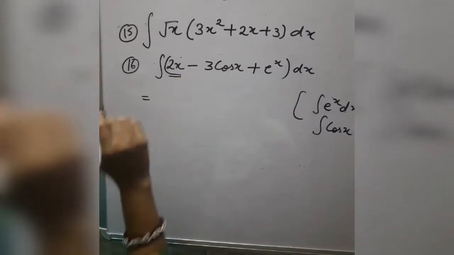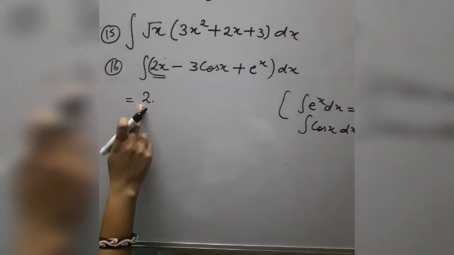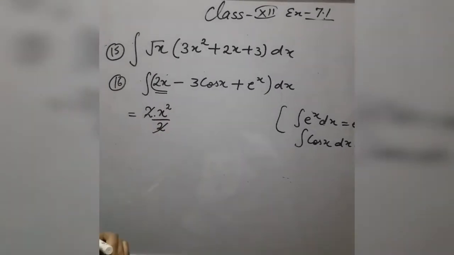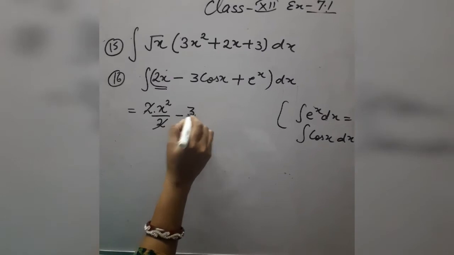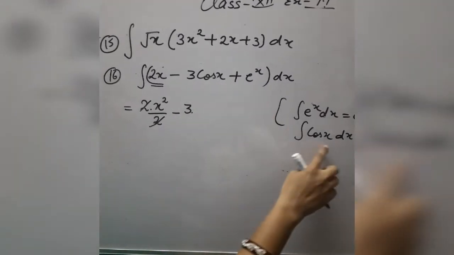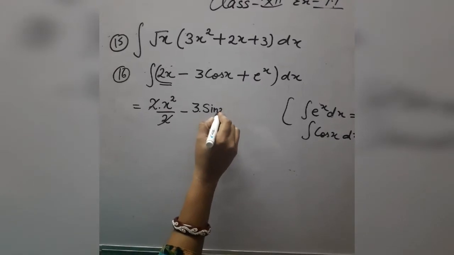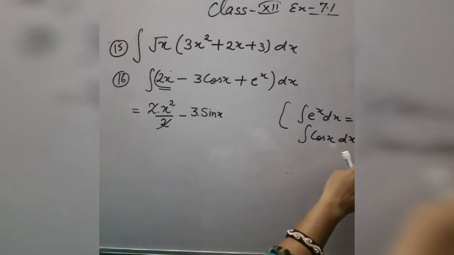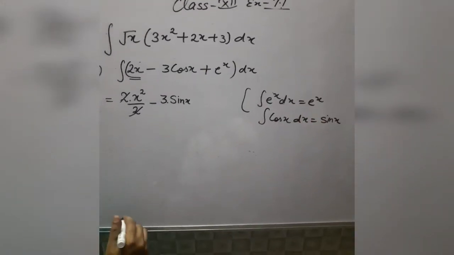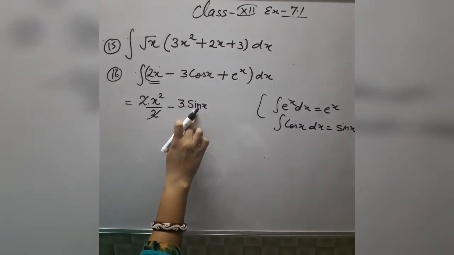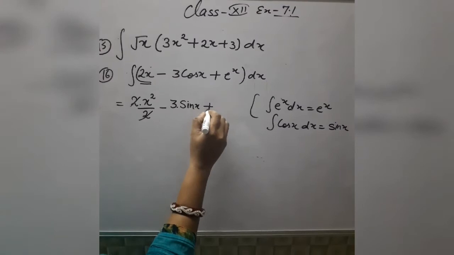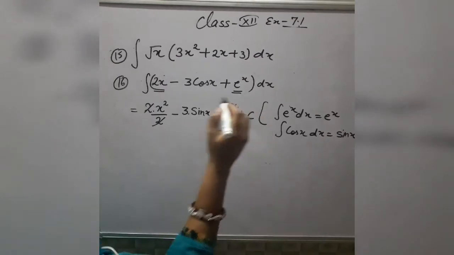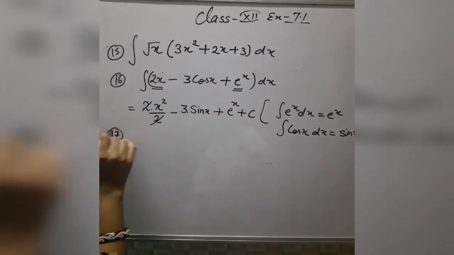Here the first term 2x, integration is 2, the constant term remains as it is. Integration of x is x square by 2, this 2 is cancelled with 2, minus this 3 constant term remains as it is, and integration of cos x is sin x. Don't mix the formula of derivative and integration. Derivative of cos x is minus sin x, but integration of cos x is plus sin x. So here you will take integration of cos x as plus sin x, plus integration of e raised to power x is e raised to power x, and in the last the integration constant c.